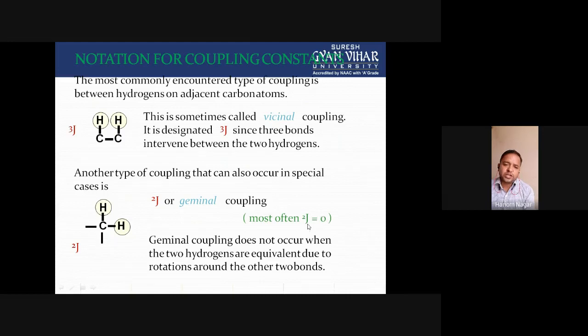No coupling is there actually. J2 is equal to 0 because the two hydrogens are equivalent due to rotation around the other two bonds. If these two protons are equivalent, then there is no coupling between them. But if they are different, suppose diastereotopic protons, then there will be coupling, but not very much. Very poor coupling is there due to the bond pair repulsion.